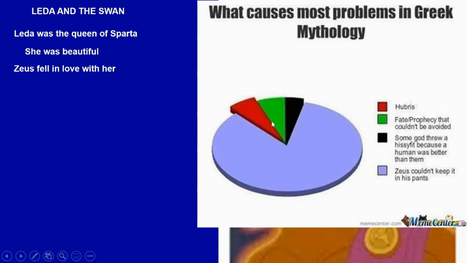The little red piece of the pie is hubris, and hubris is you thinking you're bigger than yourself, or thinking that you're more important than you really are. It's excessive pride. The little green slice of the pie is fate or prophecy that couldn't be avoided, and the little black slice is some god threw a hissy fit because a human was better than him or her. But all of this other stuff, all these other problems caused in mythology, were caused by Zeus not being able to keep it in his pants.